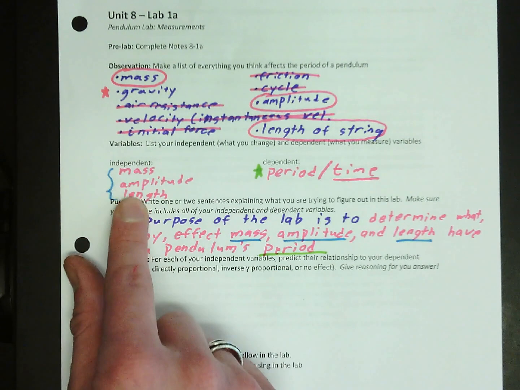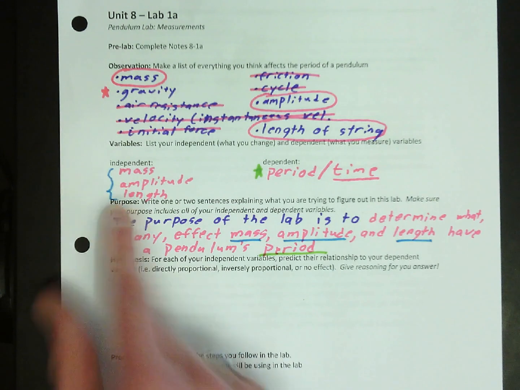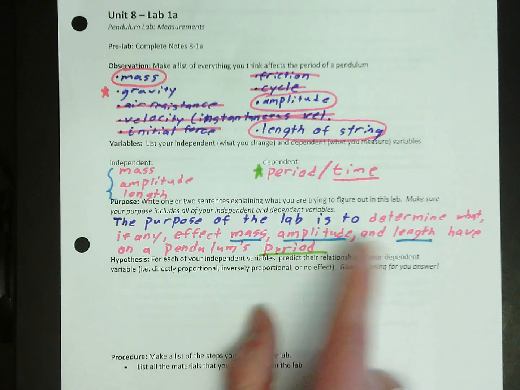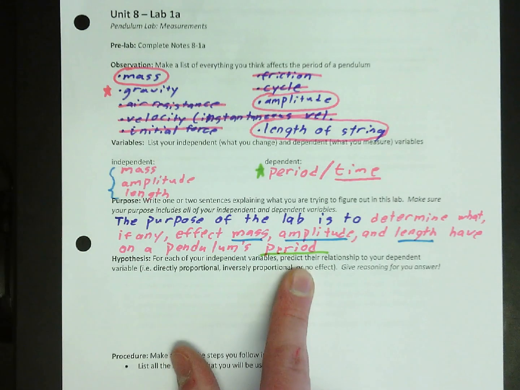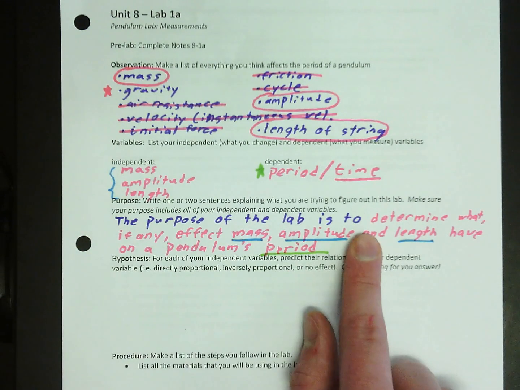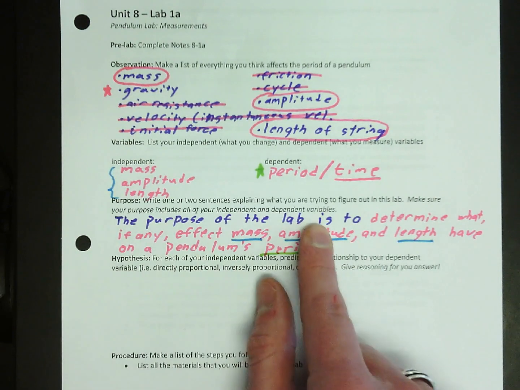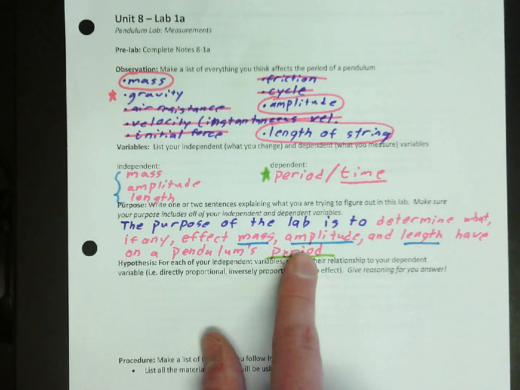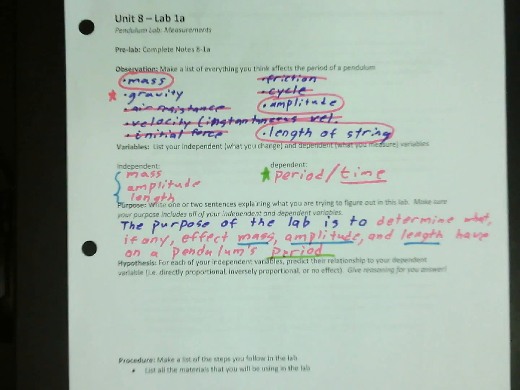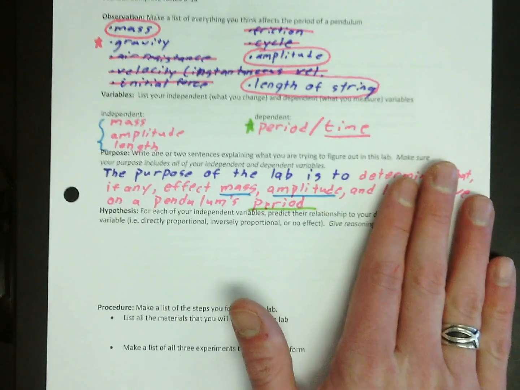So I'm checking and make sure, did I put all 3 independent variables in here? Yes, I did. Did I put my dependent variable in here? Yes, I did. So one sentence exactly like this every time. Purpose of the lab is to. Talk about your independent. Talk about your dependent. That's all you need. Okay, so let's talk about the hypothesis.